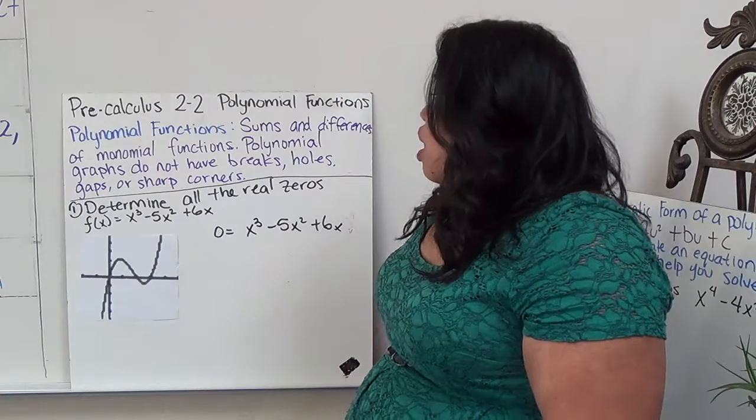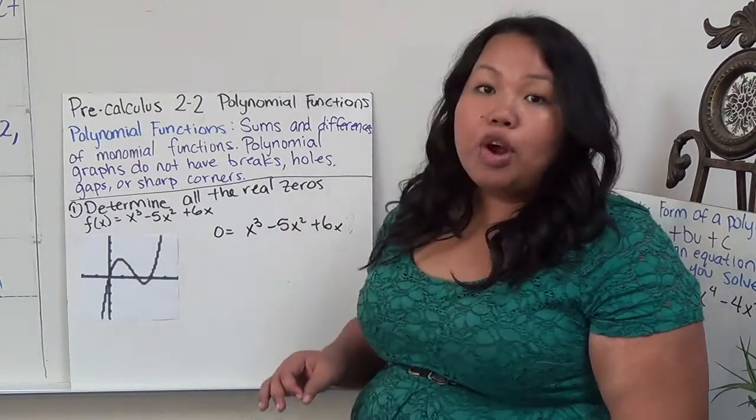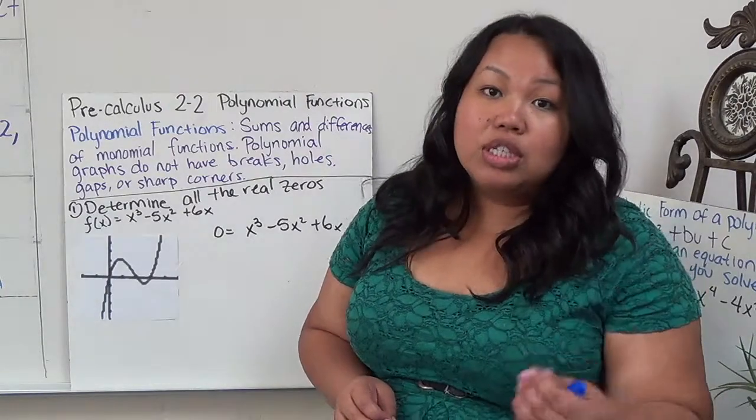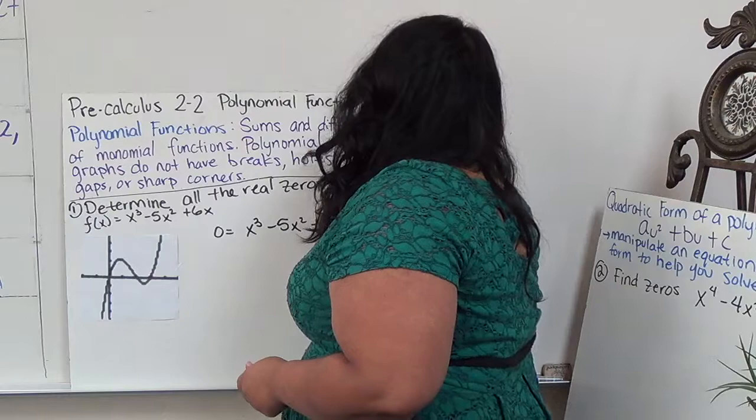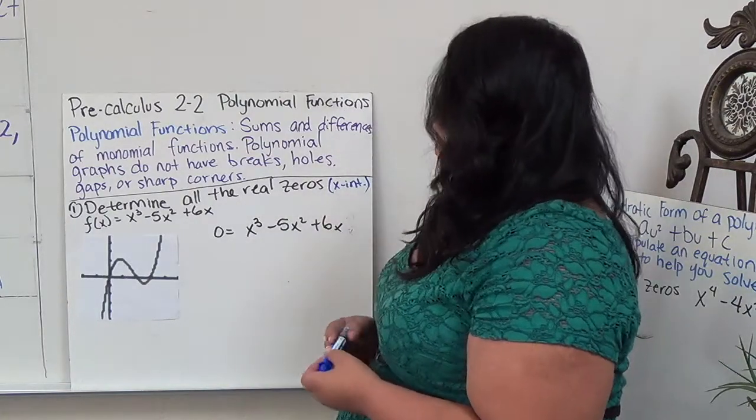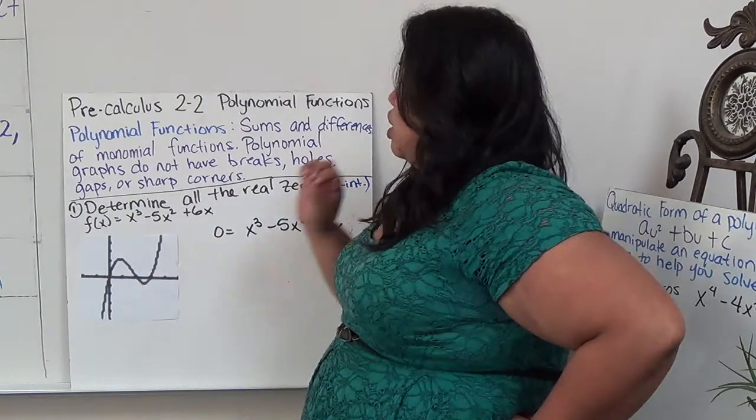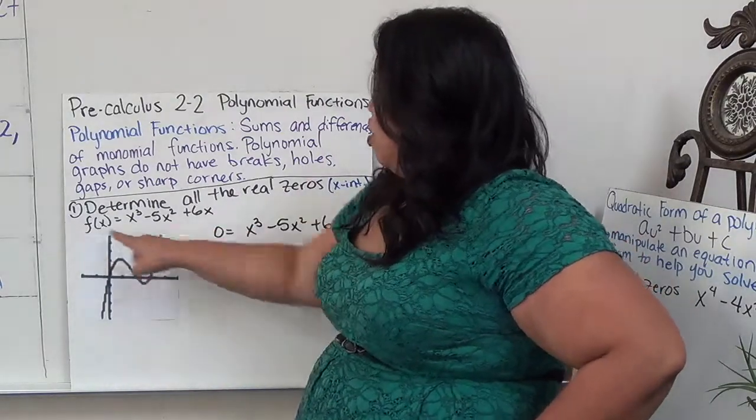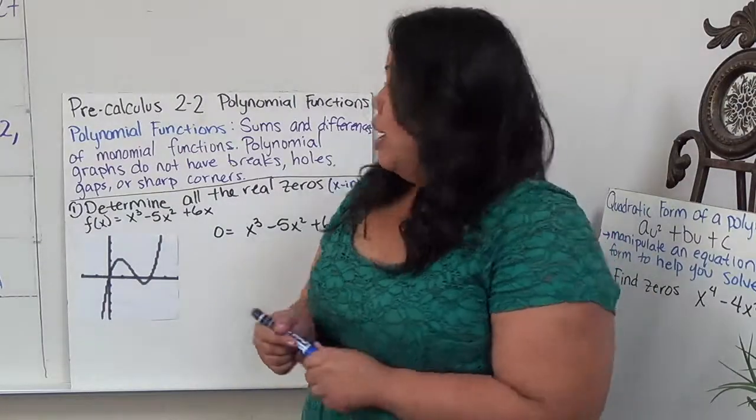Determine all the real zeros. If you remember from our previous sections, zeros of an equation is the same thing as the x-intercept, right? So if I'm looking for the x-intercept, then I have to put 0 in for the opposite. So I put 0 in for y, and now I have to solve, okay?